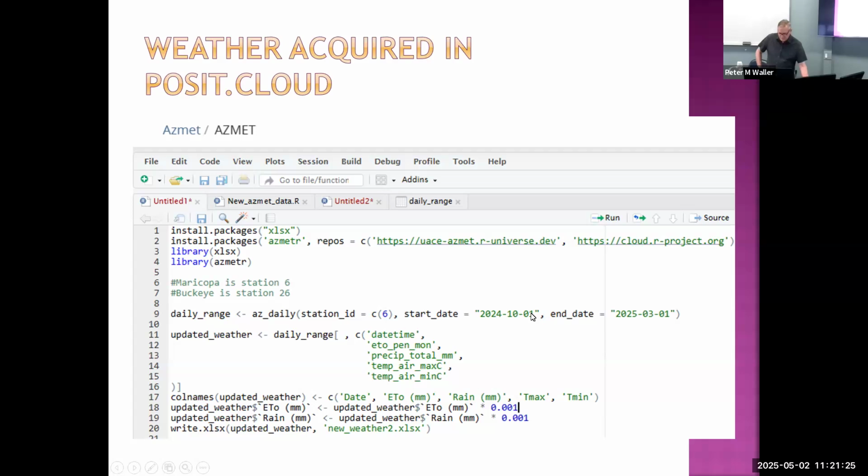I started on the day I planted broccoli. And so we just grew broccoli in an experiment this winter up at Maricopa. So we planted around October 1st. And I can't remember when they harvested. So I just took the data till March 1st. And it's weather station 6 because the experiment was at Maricopa.